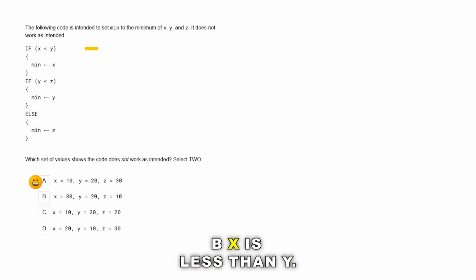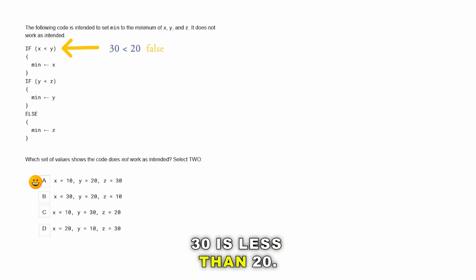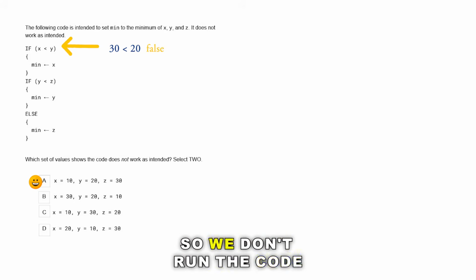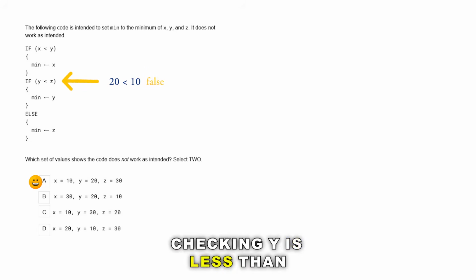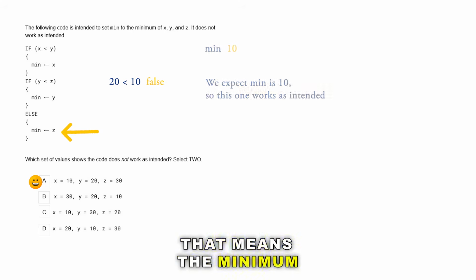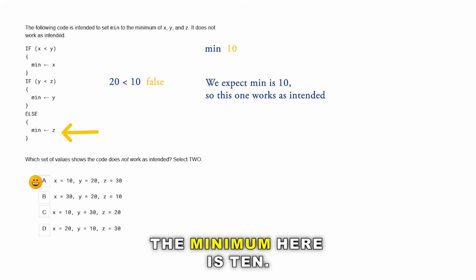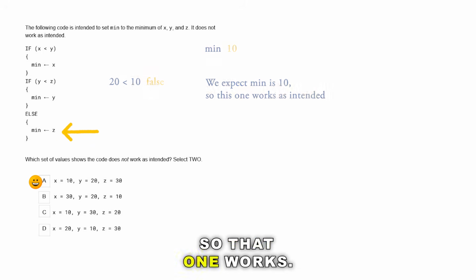Testing out B. If x is less than y, 30 is less than 20. That's false, so we don't run the code in the if. Checking y is less than z, or 20 is less than 10. That is false, so we run the code in the else. That means the minimum is z, which is 10. The minimum here is 10, so that one works.